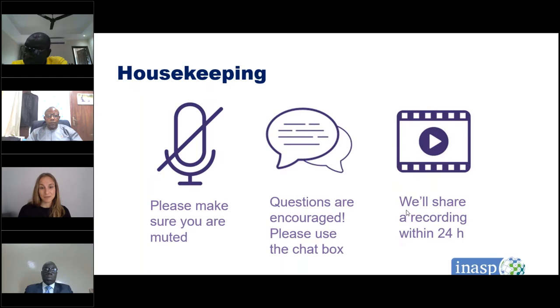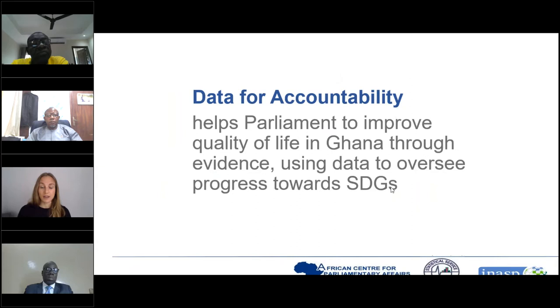Okay, so just wanted to provide a quick framing of the Data for Accountability project. As many colleagues will know and appreciate, comprehensive data for monitoring the progress of SDG implementation is obviously really important to enable parliaments to perform their oversight and accountability role effectively. So DAP is a project which helps Parliament of Ghana to use data to oversee progress towards the SDGs.